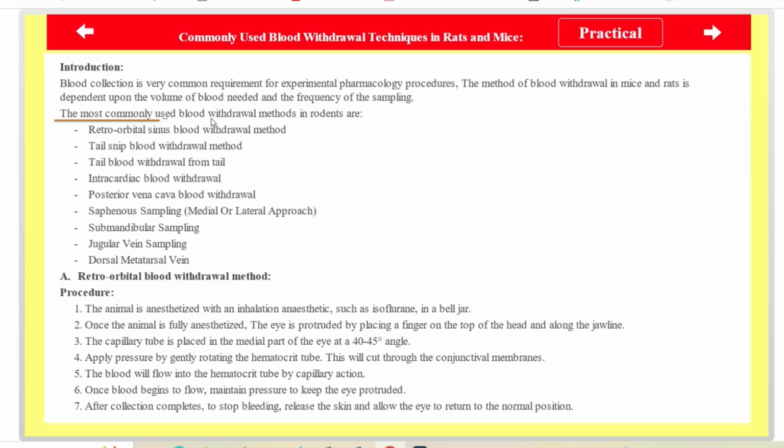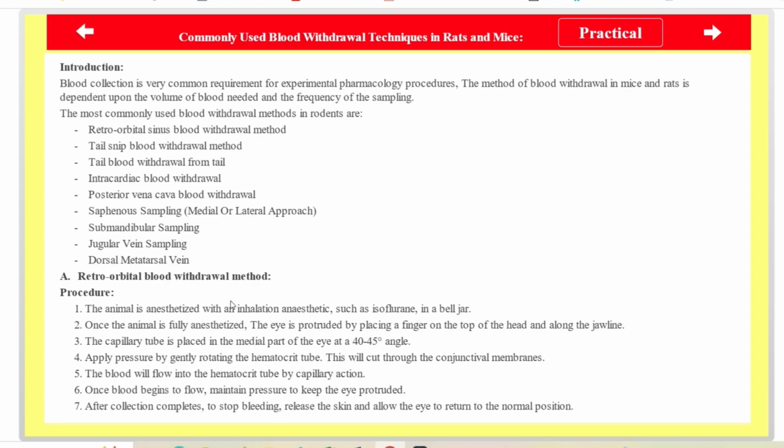The most commonly used blood withdrawal method in rodents is the retro-orbital sinus blood withdrawal method. It is mostly used, and generally it is a very easy and convenient method. Next is the tail snip blood withdrawal method. It is rarely used. Then tail blood withdrawal from the tail, intracardiac blood withdrawal, posterior vena cava blood withdrawal, sinus sampling, medial or lateral approach, submandibular sampling, jugular vein sampling and dorsal metatarsal vein.